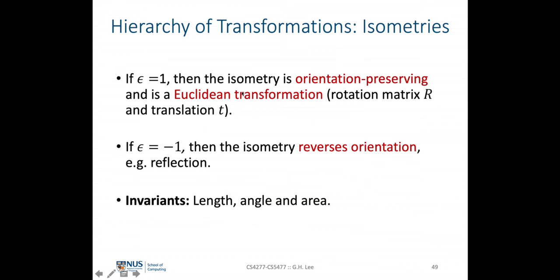So if epsilon equals 1, then the isometry is known as orientation preserving, and it's a Euclidean transformation. The rotation matrix and the translation vector that I have mentioned, I'll show in more detail, with derivations, in the 3D space when we talk about 3D projective geometry in the next lecture. And if epsilon equals -1, then the isometry reverses orientation. Hence, it becomes a reflection.